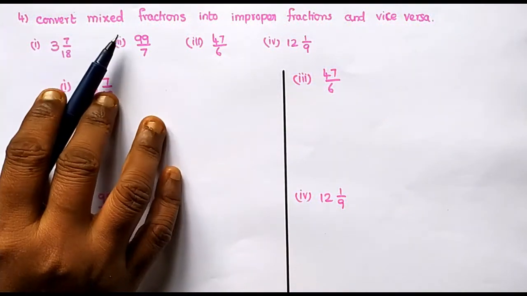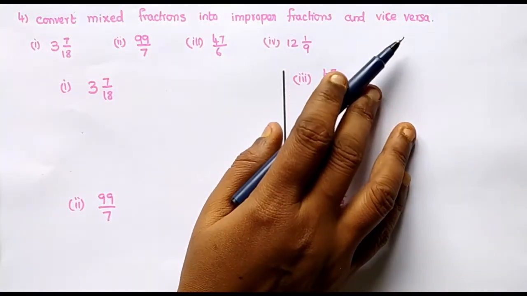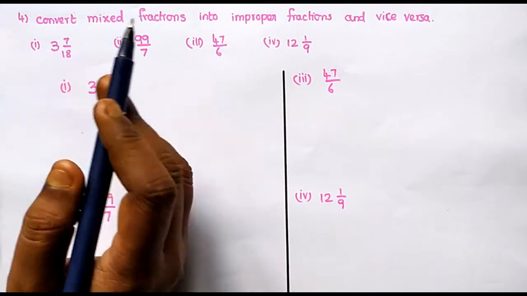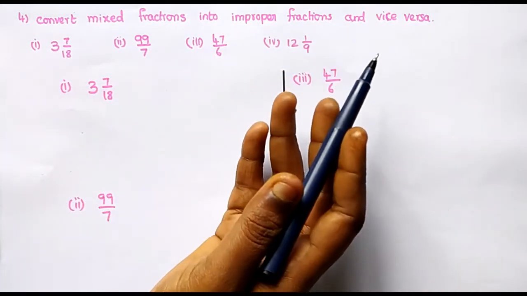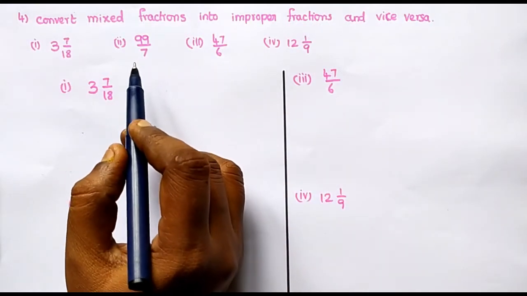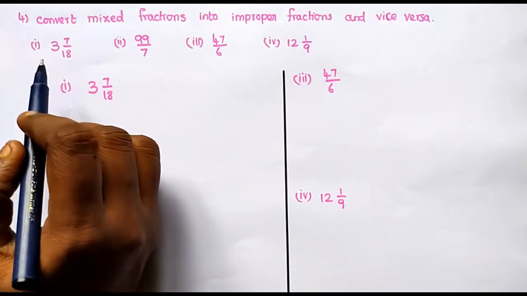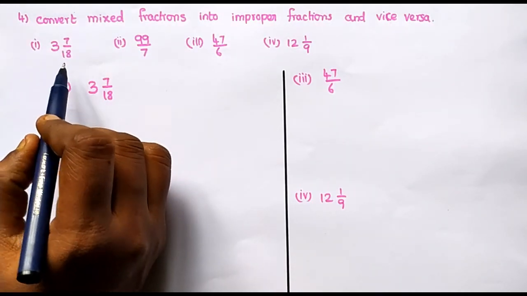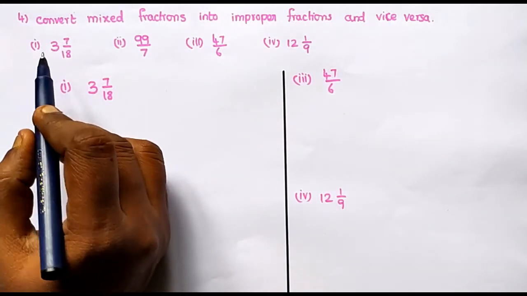Fourth sum, convert mixed fraction into improper fraction and vice versa. Listen, if they give a mixed fraction, we have to convert into improper fraction, and vice versa, if they give an improper fraction, we have to convert into mixed fraction. That is the meaning. Next one, listen, first one, 3 7 by 18. It is in mixed fraction.